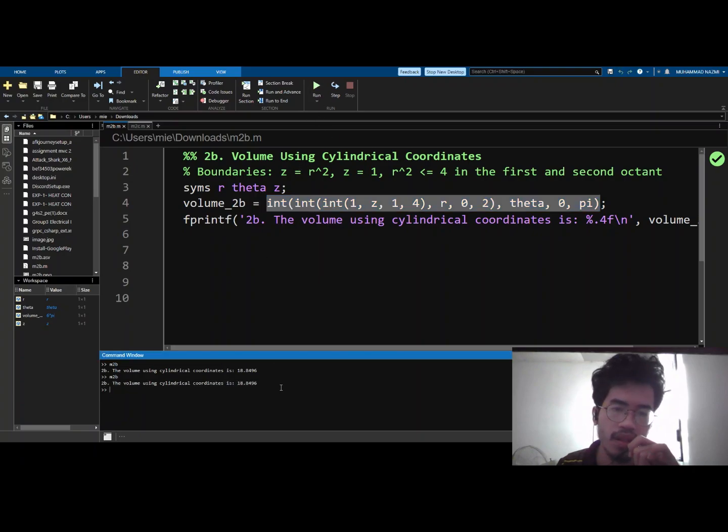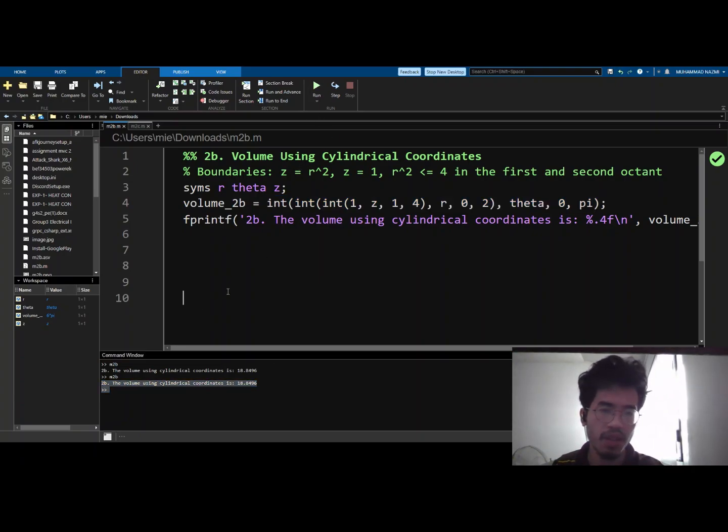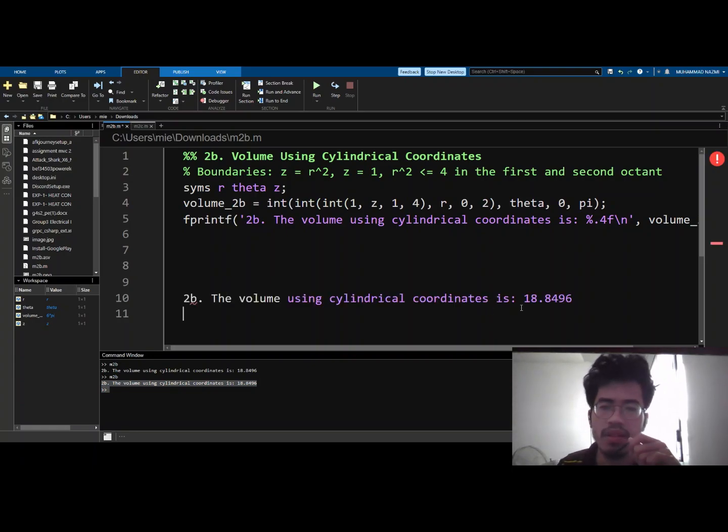So after we run this code, we get this answer, 18.8496. This is the value of 6 multiplied by pi. So it's the same as our manual calculation. So that's it for question 2b. Thank you.